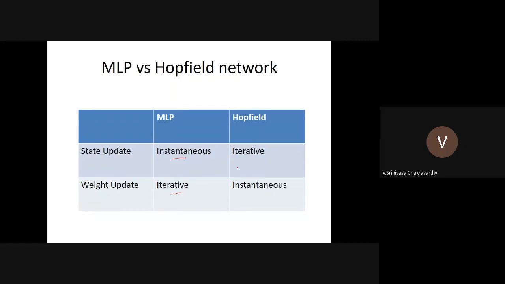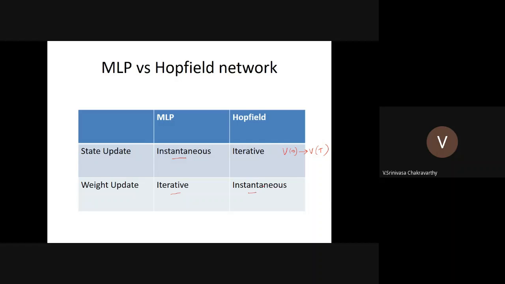So the Hopfield network is slightly opposite. The state update is not instantaneous, but it's iterative, because you start with some initial state, call it V naught, and work through the update rule, and finally you get some final state at some time instant t. Whereas for the weights, there's no training as such, you just calculate the weights based on the patterns you want to store, so that is instantaneous.